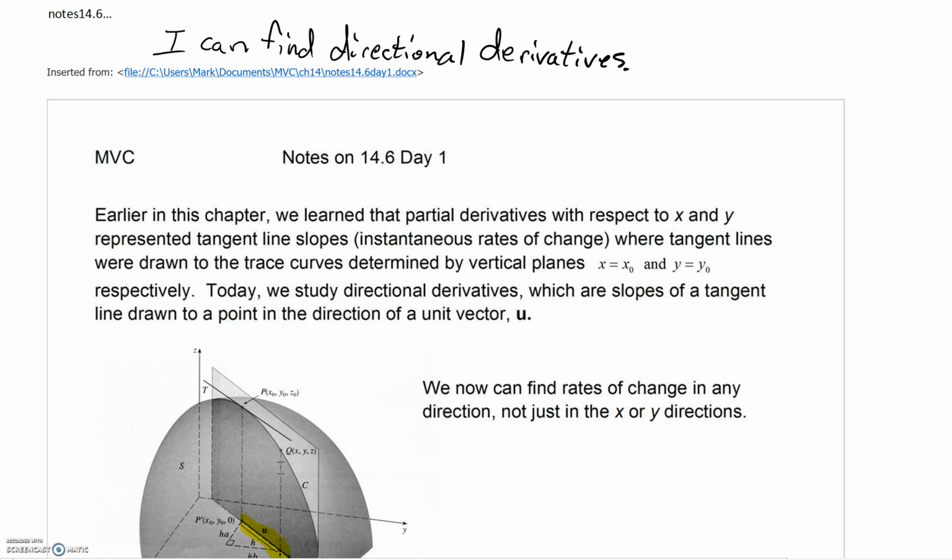Multivariable calculus, we're looking at the first day of 14.6. We're going to take derivatives, but a little bit differently. You can see our learning target at the top of the page here. I can find directional derivatives.